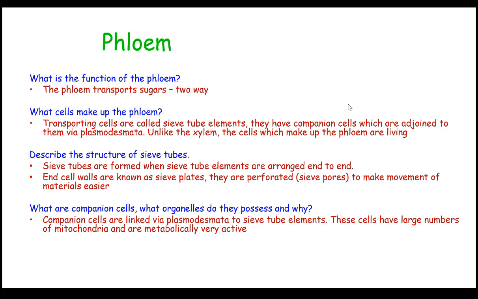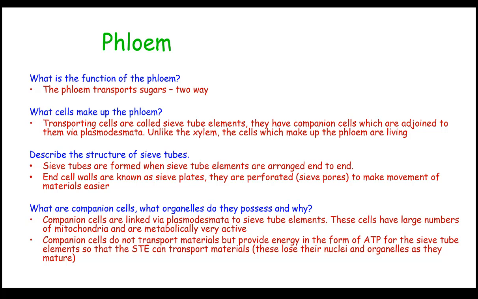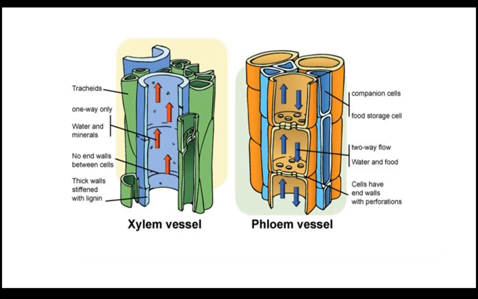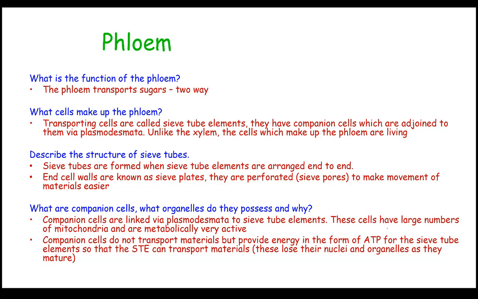What are companion cells and what organelles do they possess and why? Companion cells are linked via plasmodesmata to sieve tube elements. They have large numbers of mitochondria and are metabolically very active. The companion cells do not transport the materials but provide energy in the form of ATP. We should say there from aerobic respiration for the sieve tube elements, so that the sieve tube elements can transport the materials. These lose their nuclei and organelles as they mature.